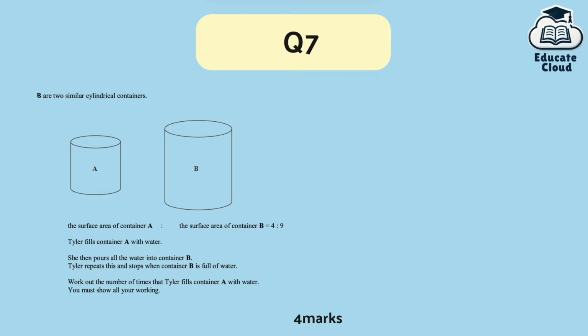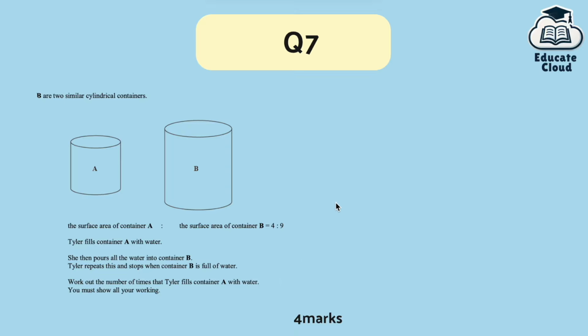And then this question, it says the surface area, this is quite a difficult one. So the surface area of container A and the surface area of container B is in the ratio 4 to 9. Tyler fills container A with water. She then pours all the water into container B and repeats this and stops when it's full. All right? You must work out the number of times that Tyler fills the container A with water.